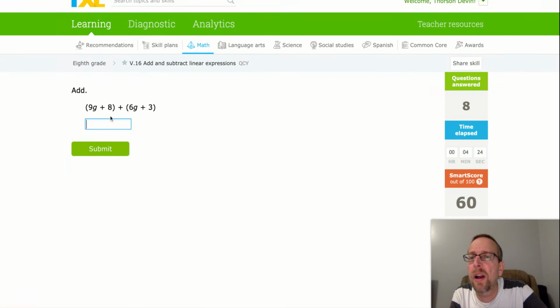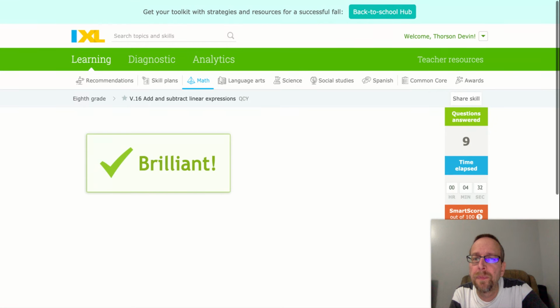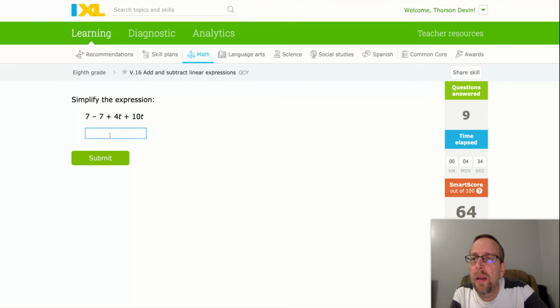Again, with addition, we're not so worried about that. We just remove the parentheses. 9g plus 6g is 15g. 8 plus 3 is 11. Here, 4t plus 10t is 14t. I always like to do the variables first, and then the 7 minus 7 actually cancels, and you're just left with the 14t.